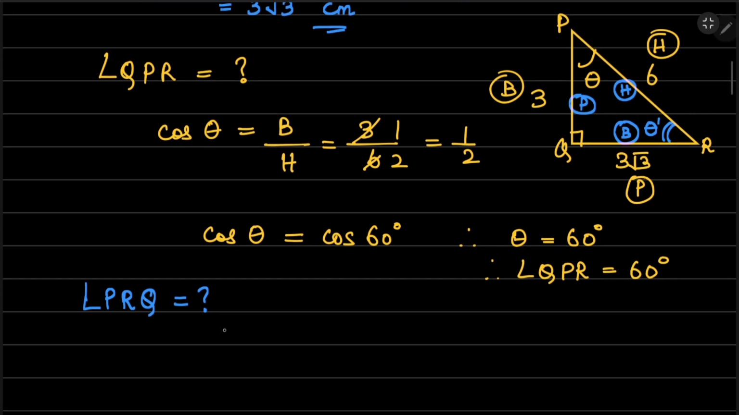Now let us write what will be sine theta dash. I have written it as sine theta dash, which is nothing but P by H, perpendicular by hypotenuse. What is your perpendicular? 3. What is your hypotenuse? 6. So this is nothing but 1 by 2.